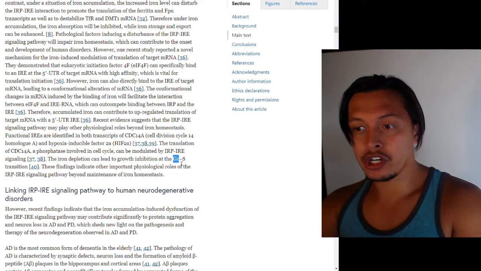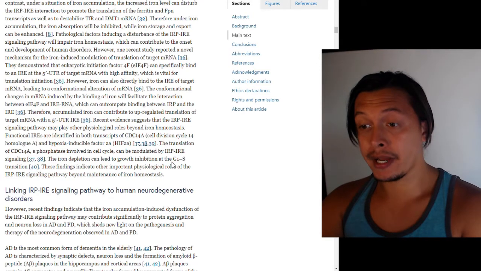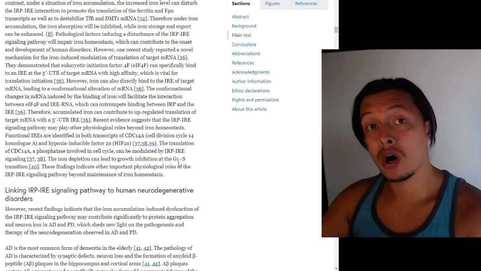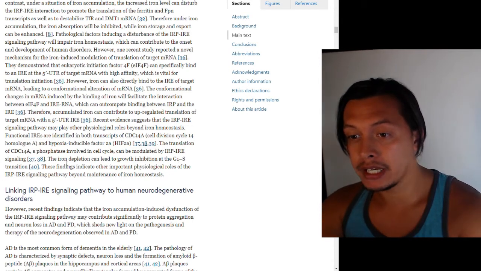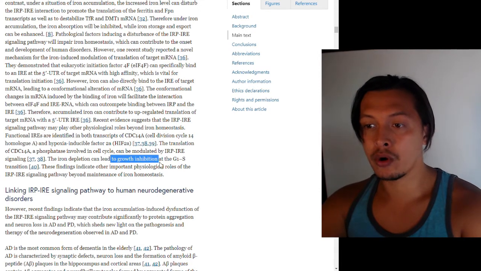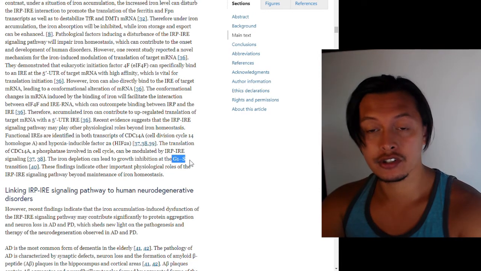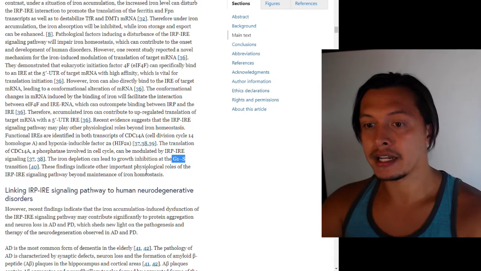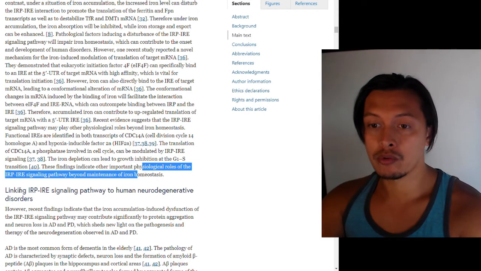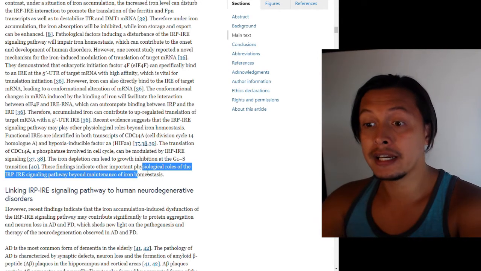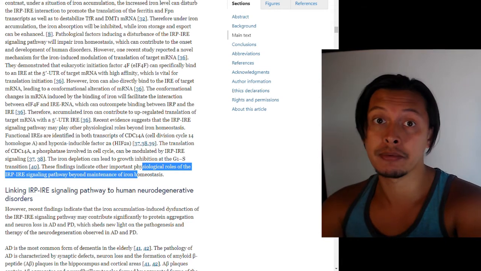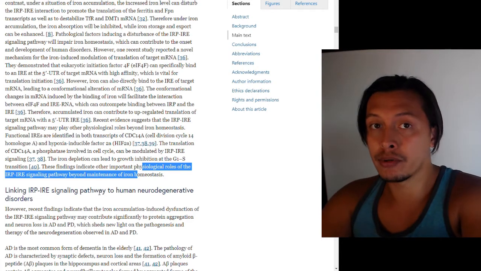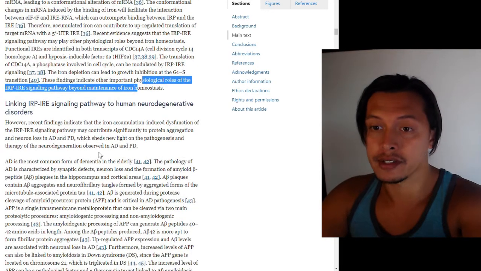So this G1 to S transition is basically the transition where a cell decides whether or not it wants to duplicate. So the iron depletion can lead to growth inhibition at this G1S transition, so it can stop the growth and presumably prevent cells from dividing. So these findings indicate other important physiological roles of the IRP-IRE signaling pathway beyond maintenance of iron homeostasis. So somehow iron is playing a role in cell duplication that is independent, or at least presumably independent, of its iron homeostasis.